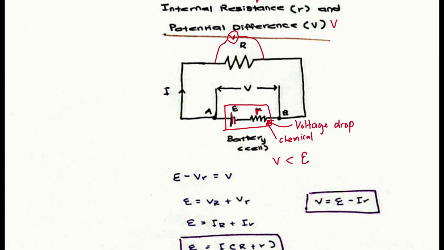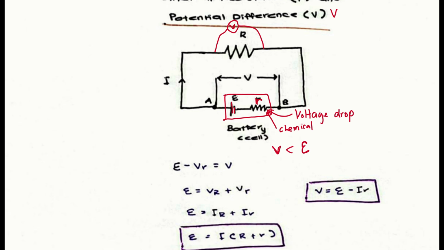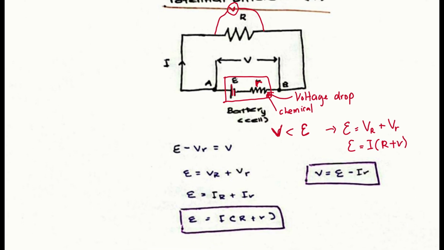So EMF is the potential of the battery. V here is the potential measured at the external resistor. So we have an equation. Why do we have a lesser value of voltage? Because battery EMF is equal to voltage across the external resistor plus voltage across the internal resistor. And the current flowing through both resistors is the same, so we can factorize the equation. Okay, and that's how you get the multiple types of equations for EMF.